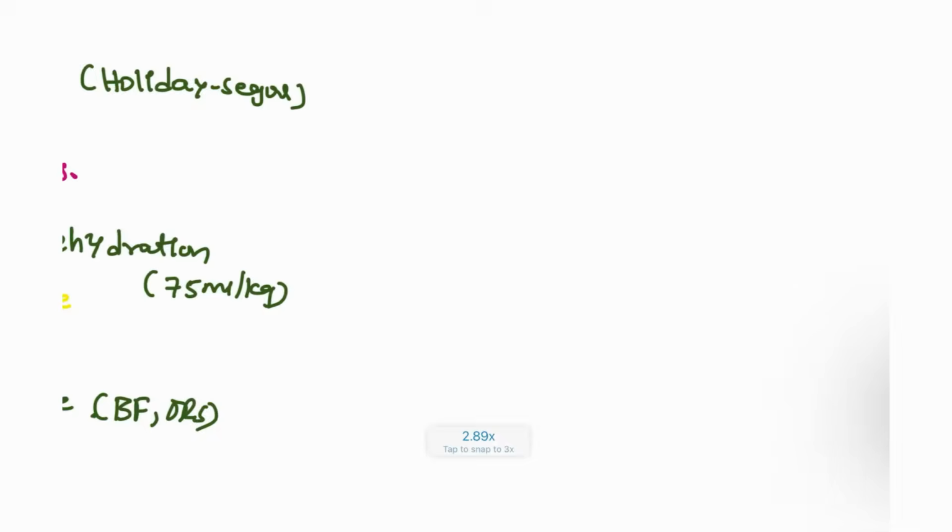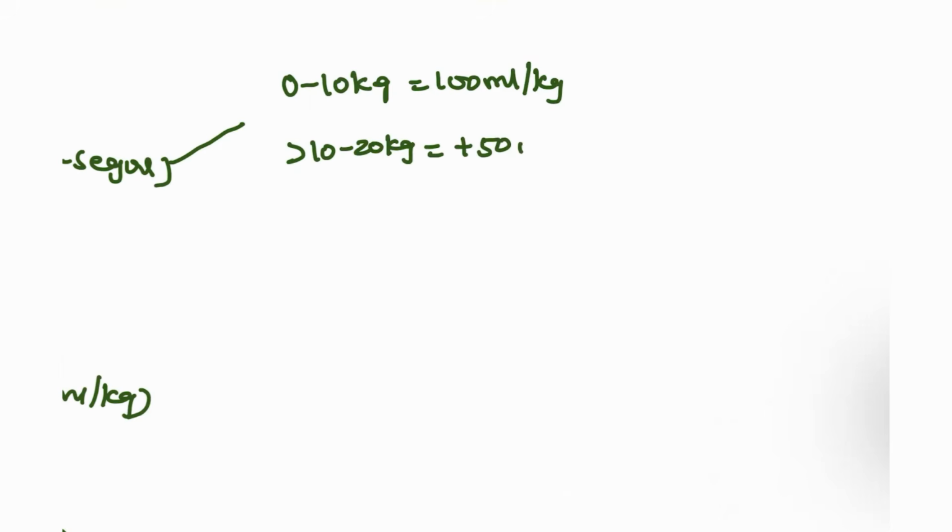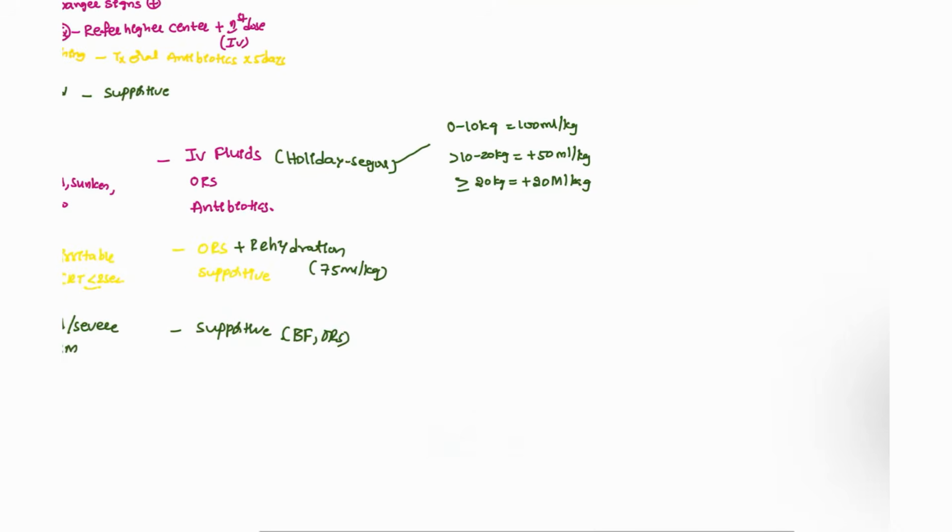And what is this Holliday-Segar method, guys? In babies, for the first 0 to 10 kgs, it is 100 ml per kg. Next, for more than 10 up to 20 kgs, it is 50 ml per kg. For more than 20 kgs, it is 20 ml per kg. This is how we are going to give for these babies.